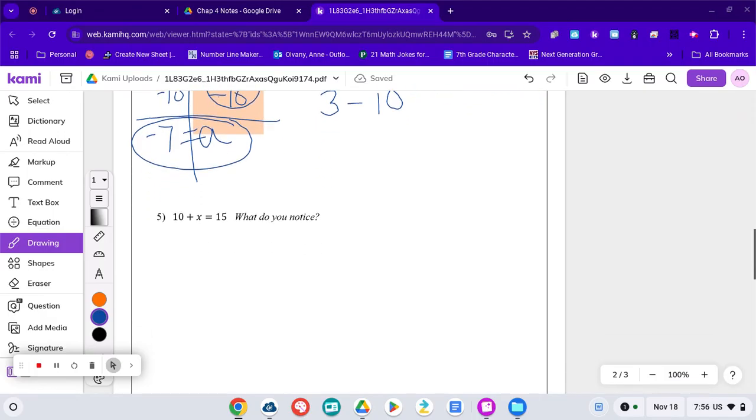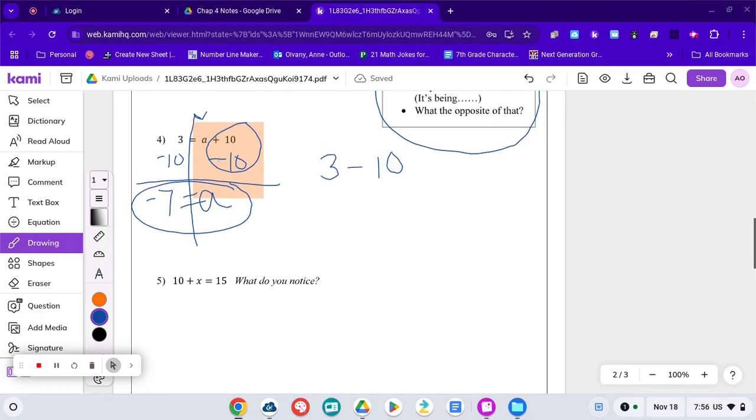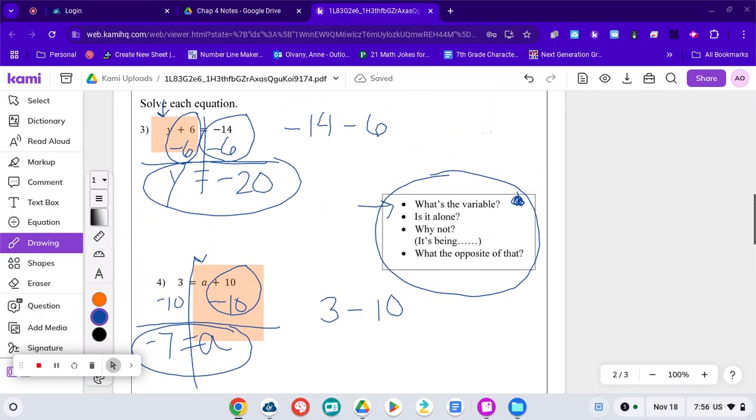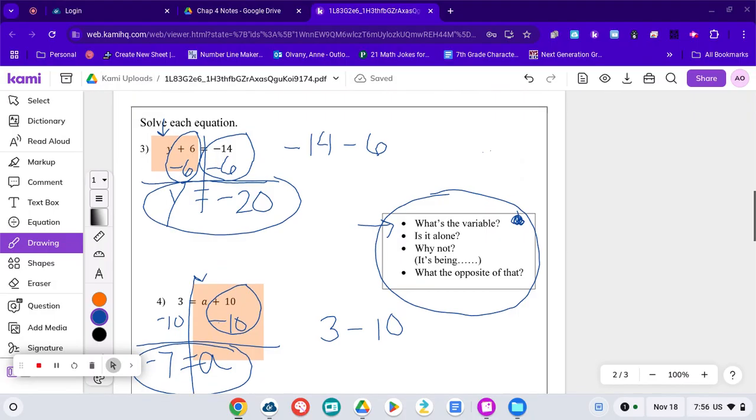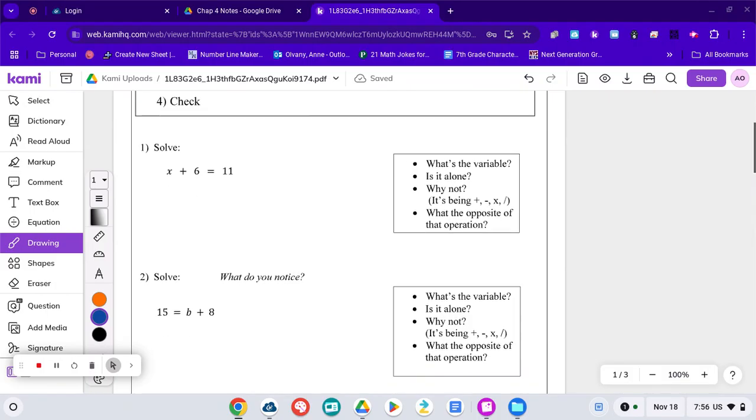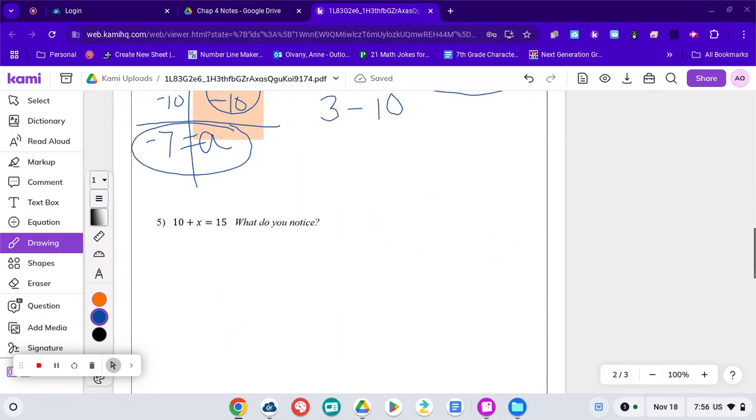All right, something's a little different in this one. It's not hugely different, but in all of the other problems, notice that it was always y plus 6, a plus 10, b plus 8. This one has something plus x. Your process is going to be the same. We're going to split. Is the variable alone?